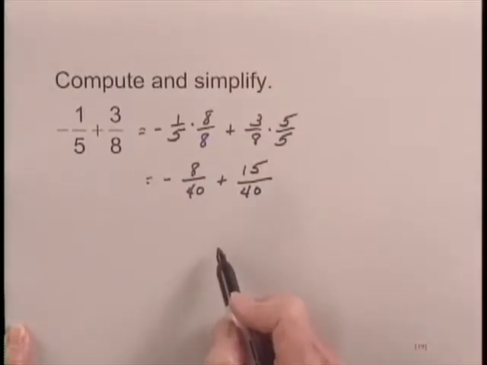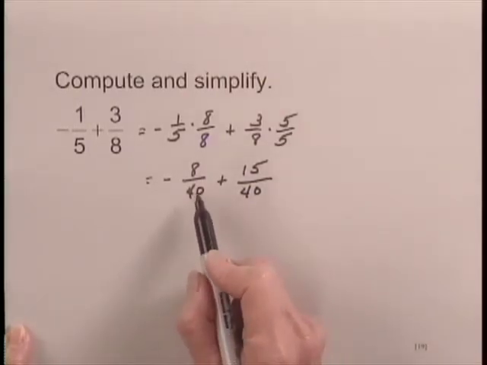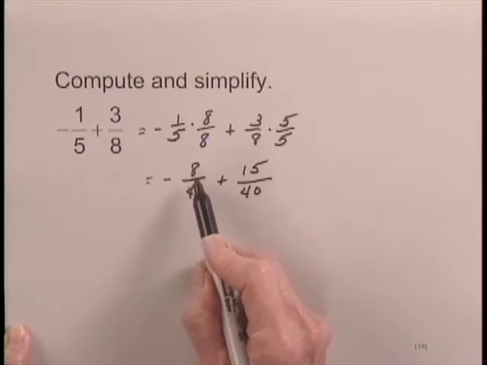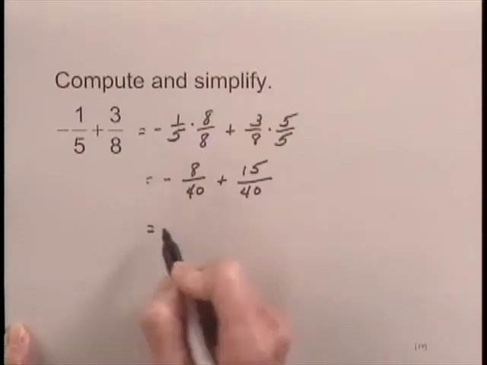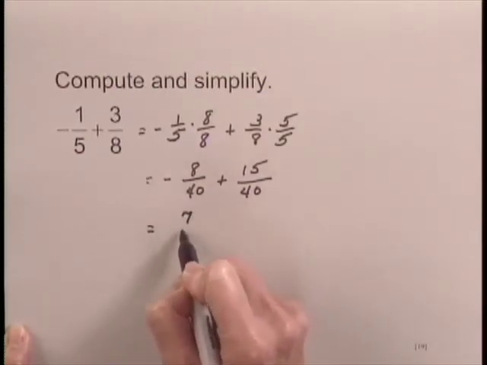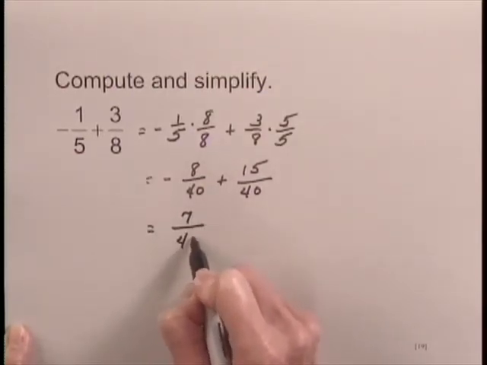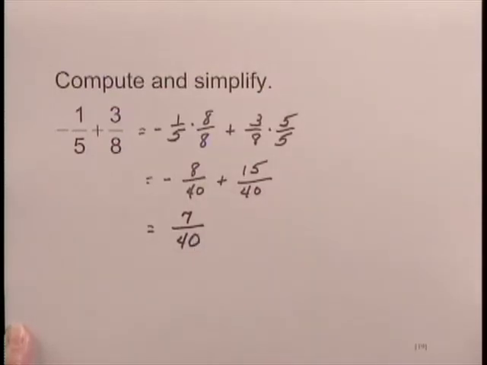Now we're ready to add the fractions. And I can think of this as the number that I'm going to get in the numerator as -8 plus 15, which is 7. And we just keep the common denominator of 40. So this sum is 7 over 40.